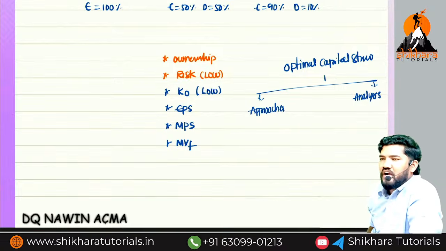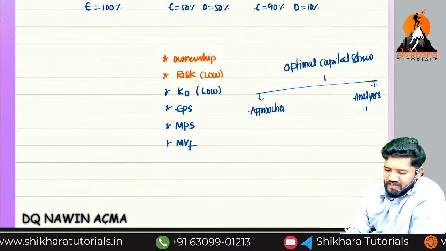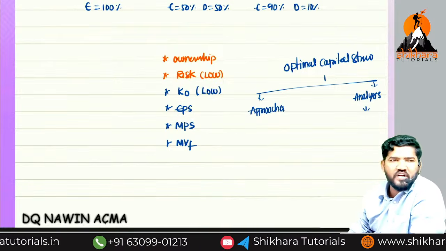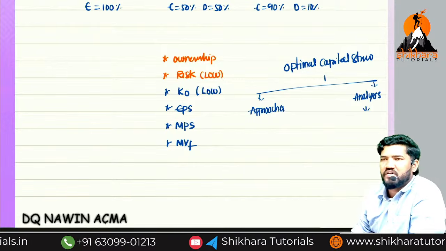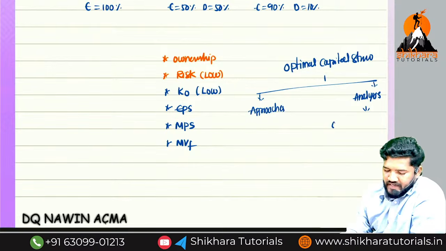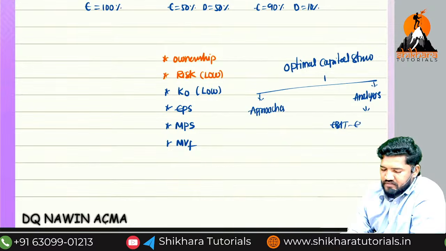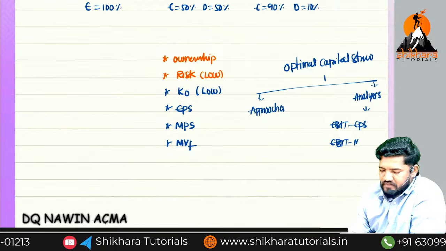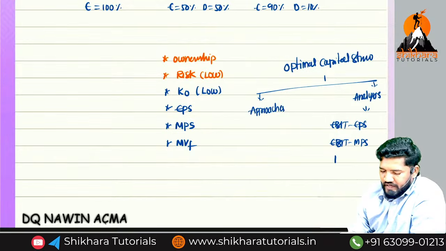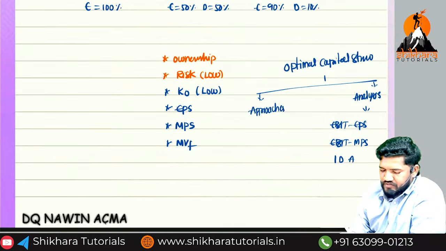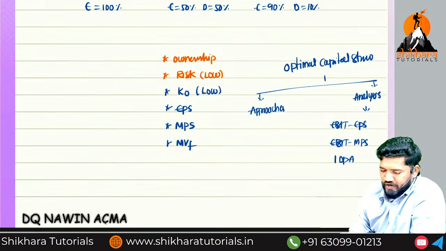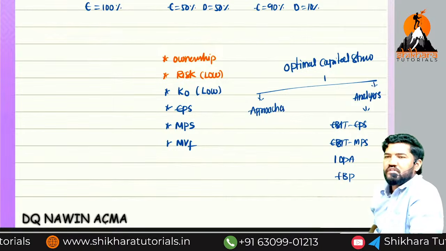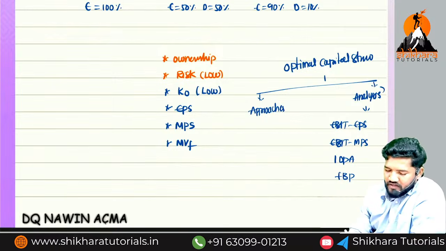Approaches and analysis. Analysis-related problems are not there in SPM&BV. Approaches-related problems are there. But I will just give what the analysis is: EBIT to EPS analysis, EBIT to MPS analysis, indifference point analysis, and financial break-even point. These are the points covered under what, Nana?